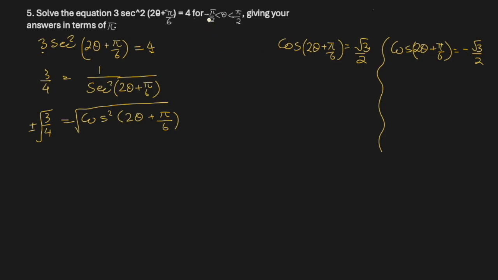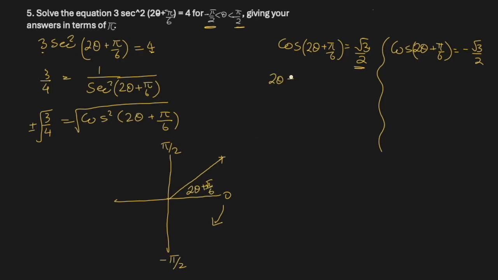Since our quadrants are from minus pi by 2 to pi by 2, let me show those quadrants to you. This is 0, this is minus pi by 2 in clockwise direction, and this is pi by 2, positive pi by 2 in counterclockwise direction. Okay. So my answer in this will be the positive one. Yeah, because cos is positive here. So this will be the angle 2 theta plus pi by 6. Okay. So 2 theta plus pi by 6 is equal to cos inverse square root 3 over 2. No other quadrant we have to look at, just look at this one.